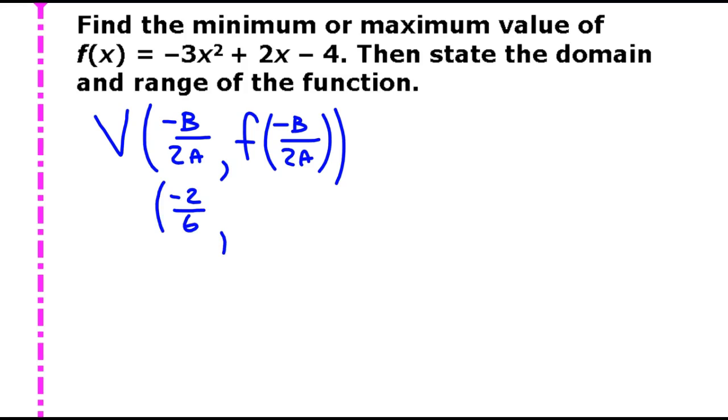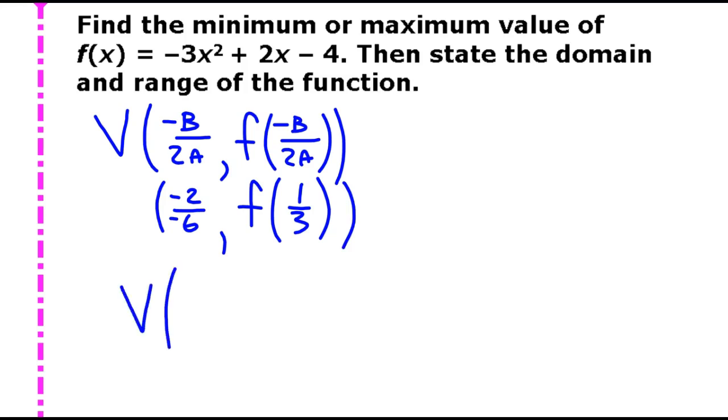Opposite of 2 is -2 over 2 times -3. Yeah, that's a negative. Wait, yeah. Okay, that's a +1/3. Good catch. So f of +1/3 is going to be my y value. If I clean that up a bit, I have the vertex as an x value of 1/3 and the y value of, now I got to put 1/3 into that and square it and do all that stuff. So let's go ahead and evaluate f of 1/3.